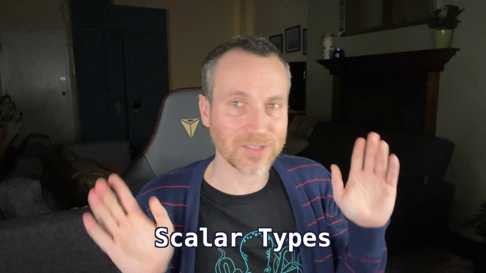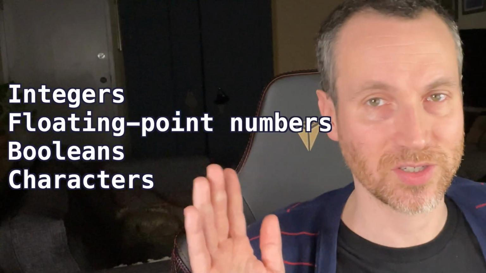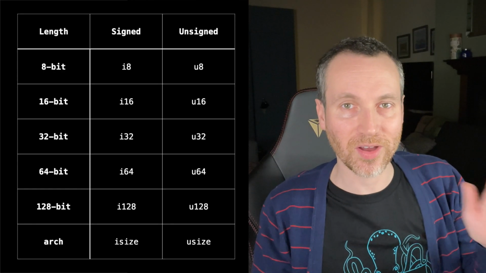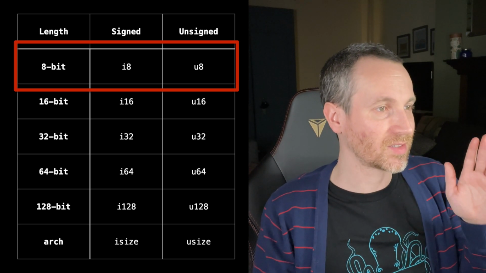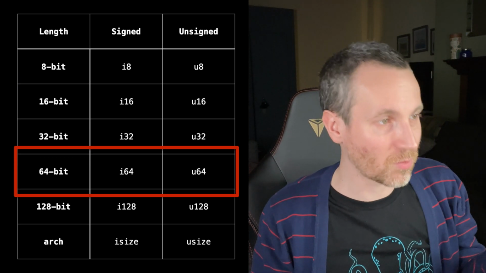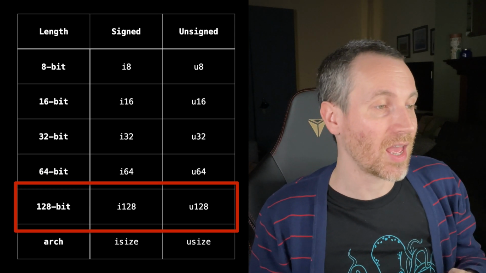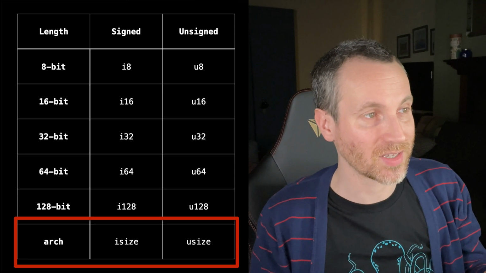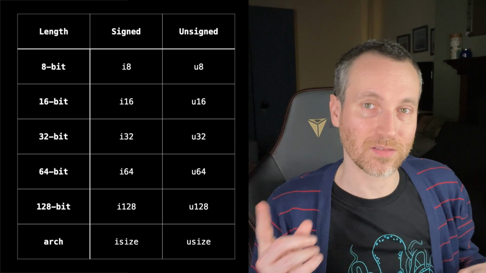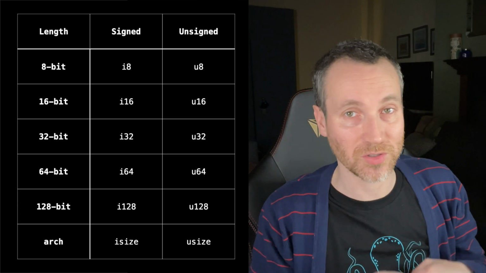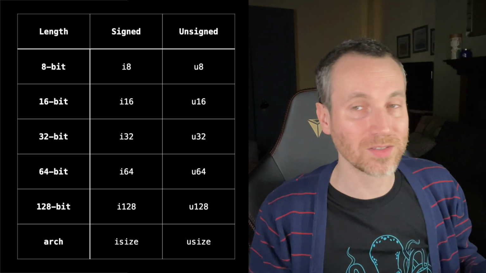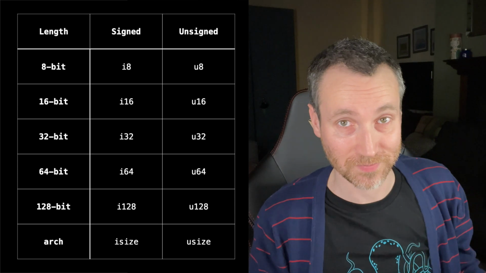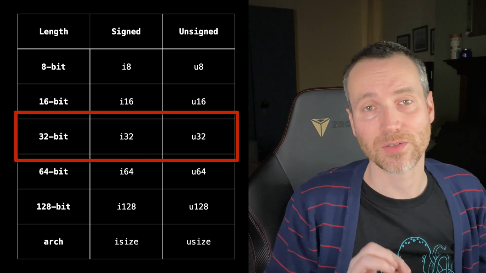All right, so there are scalar types: integers, floating point numbers, Booleans, and characters. Here's a small table of what they look like. So 8-bit, 16-bit, 32-bit, 64-bit, 128-bit, and then there's this last one, which is pretty special, the arch, which is isize or usize. There are signed integers, which are positive and negative, and unsigned, which are only positive. The arch ones are determined by your operating system, so those sizes will be different between operating systems. Integers in Rust will actually default to i32.